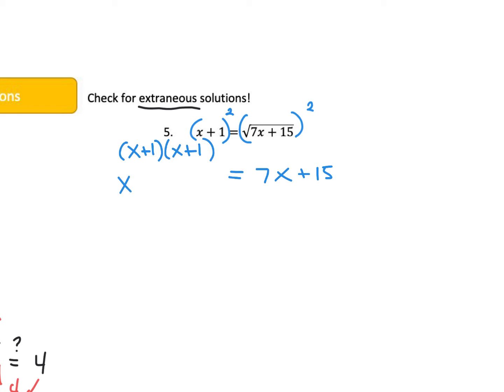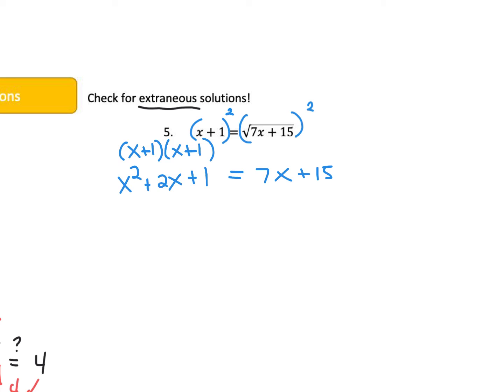So I've got to multiply my binomial together, which gives me x squared plus 1x plus 1x would be an inner term of 2x plus 1. Okay, you have 4 multiplications to get this trinomial. If I lost you a little bit, pause the video and multiply it out so you see it.